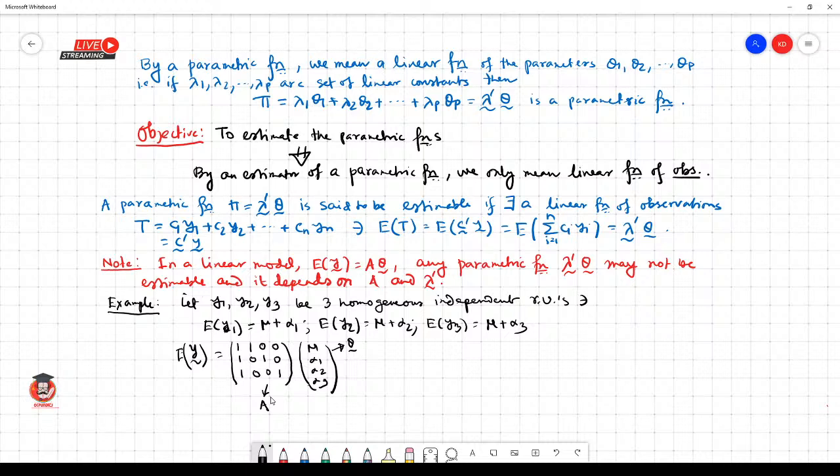Okay, now consider pi, take pi as alpha 1 plus alpha 2. So if your theta 1 is mu, then lambda 1 should be 0, lambda 2 equal to 1, lambda 3 equal to 1, and lambda 4 equal to 0. Now the question is to check whether pi is estimable or not.